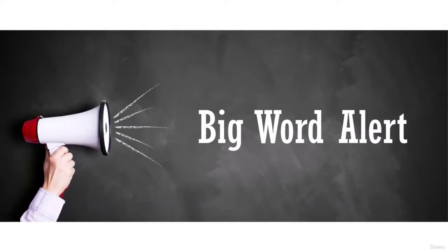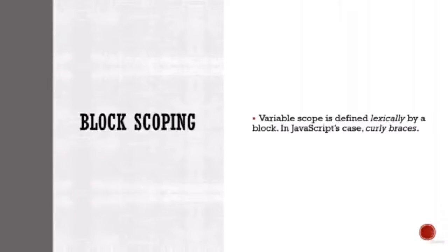Big word alert. Big word alerts come along when we use a term that sounds complicated, but if we dive in, really isn't that complicated. So, big word alert. Block scoping. Variable scope is defined lexically by a block. In JavaScript's case, curly braces.